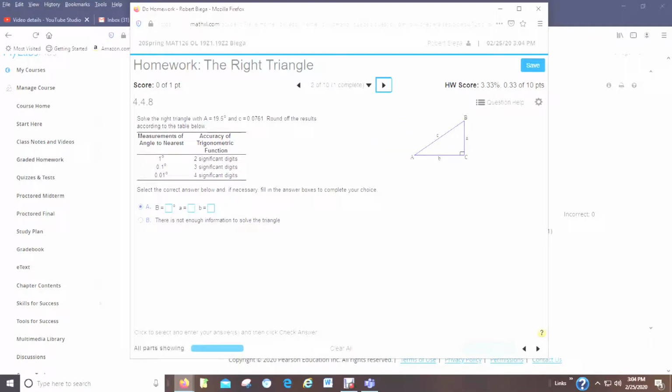So let's look at a different problem here. Again, our angle is to 1 decimal place, so that means our sides have to be 3 significant digits. Well, you're looking up here and you're going, oh, but there's 1, 2, 3, 4 decimal places. That's because zeros to the left don't count. So the 7, 6, 1 are my 3 significant digits. Okay.